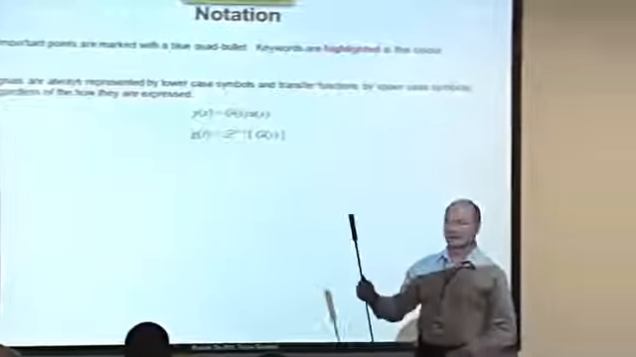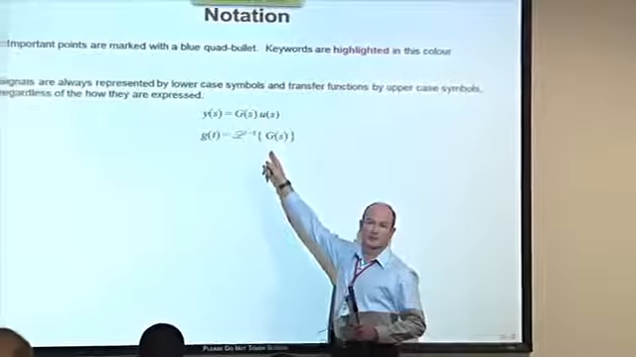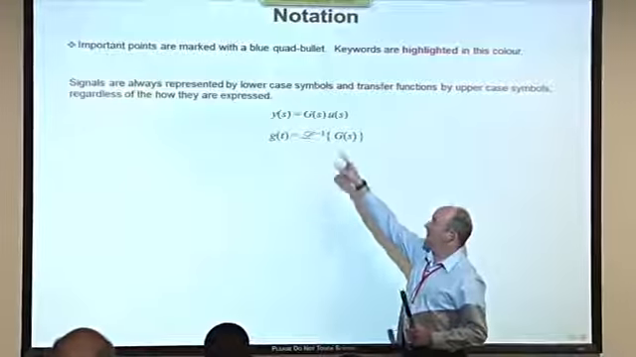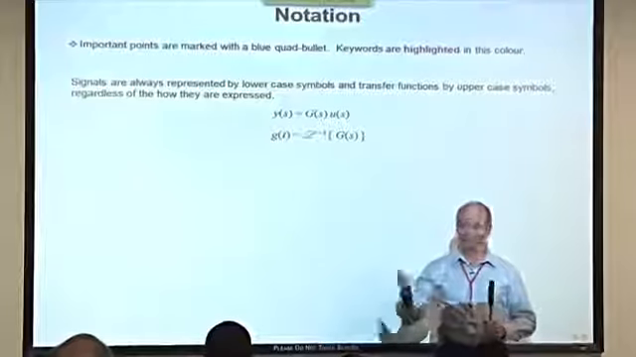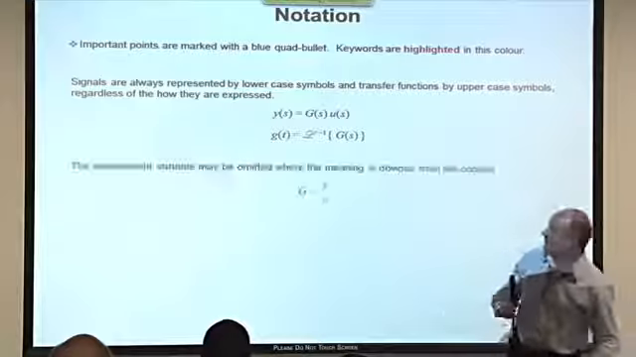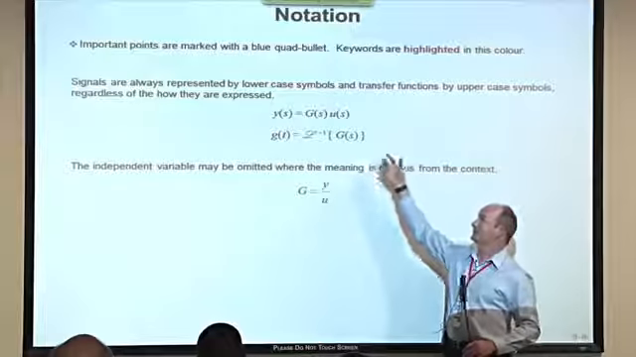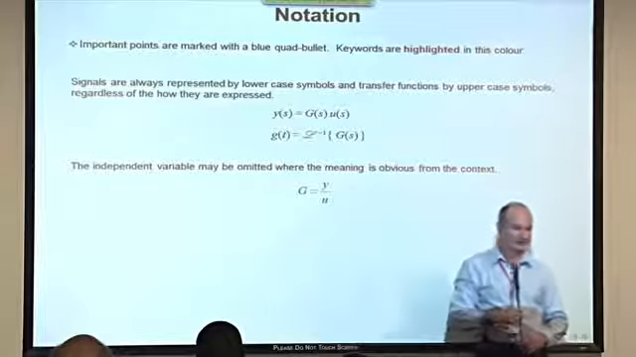Now, when you write out the equations in this way, sometimes the independent variable becomes a little bit cluttered, right? So rather than writing open brackets s, close brackets every time, sometimes if it's obvious, I'm going to omit that. So for example, I might just write G equals Y over U, and you recognize that as a rearrangement of the first equation. There's no point writing open brackets s, close brackets every time.